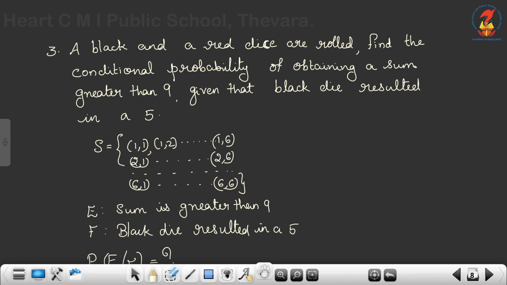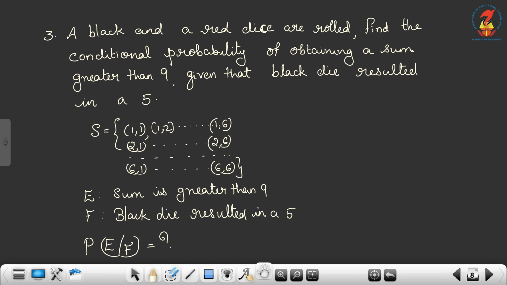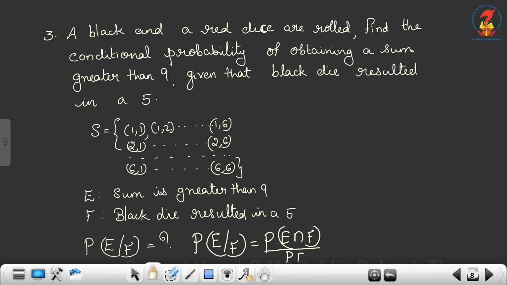Is the question clear? Find the conditional probability of obtaining a sum greater than 9. That should be in the numerator. Okay. Then given that, what is given? That should be in the denominator. Now what is P of E given F? We know the result. P of E given F is P of E intersection F divided by P of F. So we have to find E intersection F.